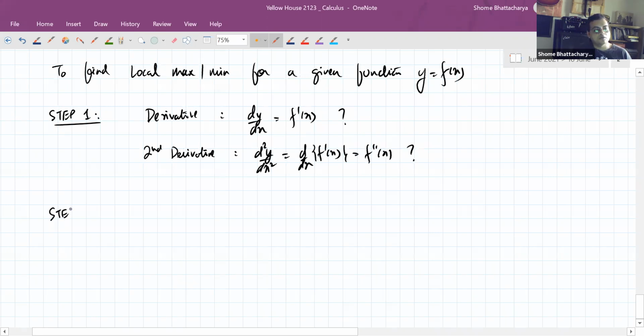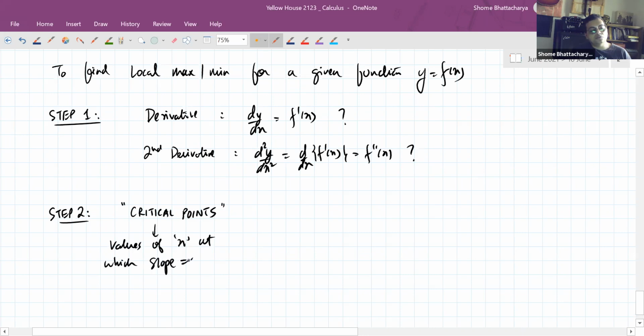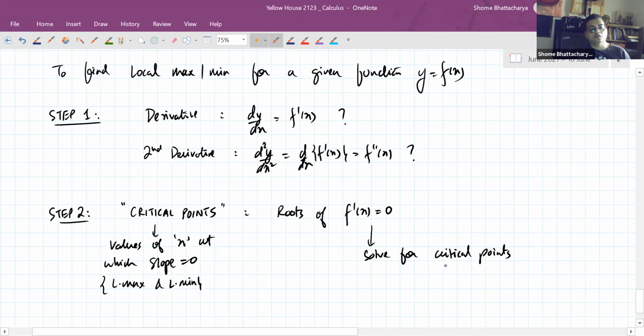Then second step, we find what are called the critical points. These are the values of x at which the slope equals 0. So they are basically local maximas and local minimas. Those are the points where the slope of the tangent becomes 0. So critical points, how do we calculate? They are basically roots of f prime x equal to 0. So we solve this equation for critical points. Now there can be any number of maximas and minimas like this. So each of these critical points, let's say x1, x2, x3, just find them out.